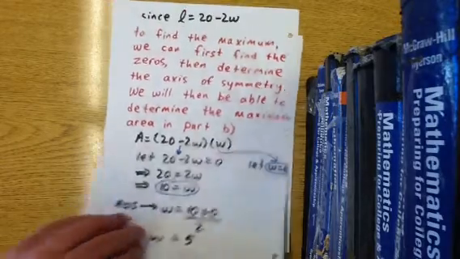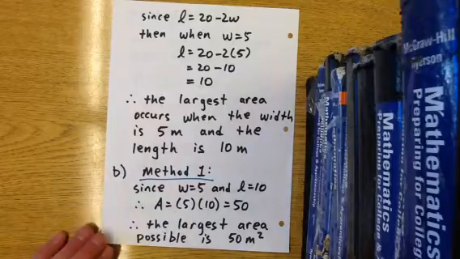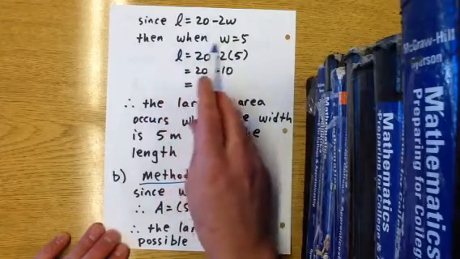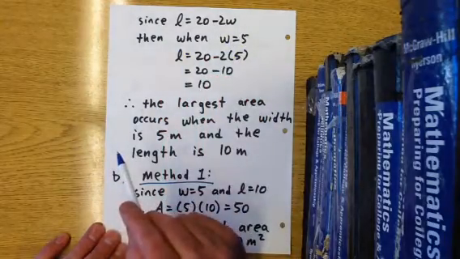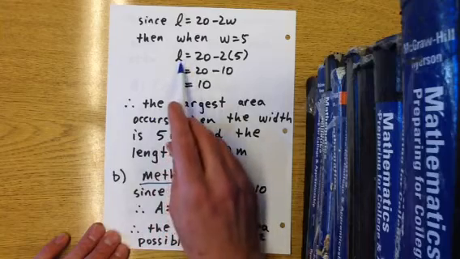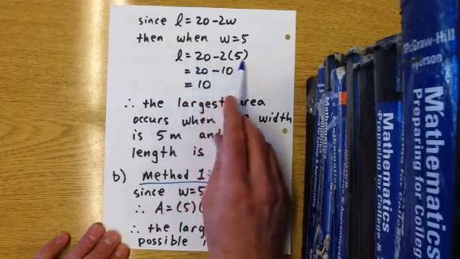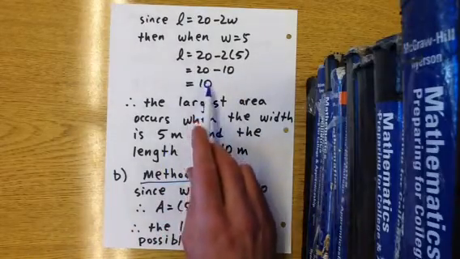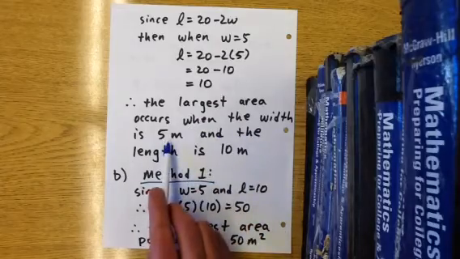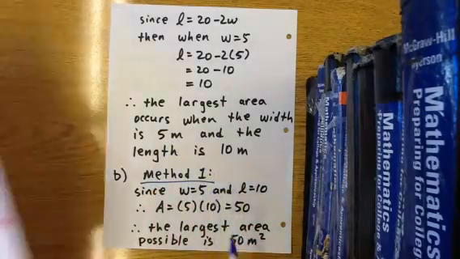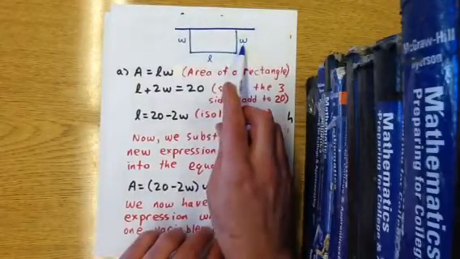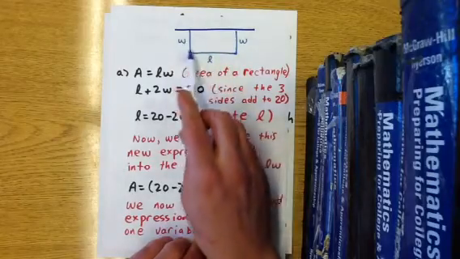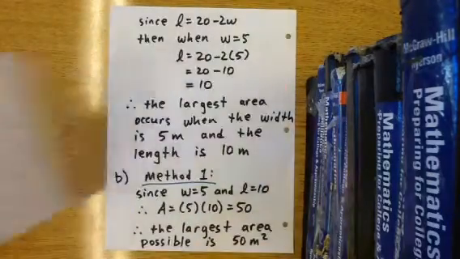So what we do next is determine our length. We know from earlier that length is equal to 20 minus 2W. We've established the maximum area occurs when W equals 5. So when that happens, the length will be 20 minus 2 times 5, which is the same as 20 minus 10, which equals 10. And so the largest area occurs when the width is 5 meters and the length is 10 meters. And to see that on here, if the width is 5, then this width is 5, and that leaves us 10 meters for the length, and we've used up all 20 meters of our fence.